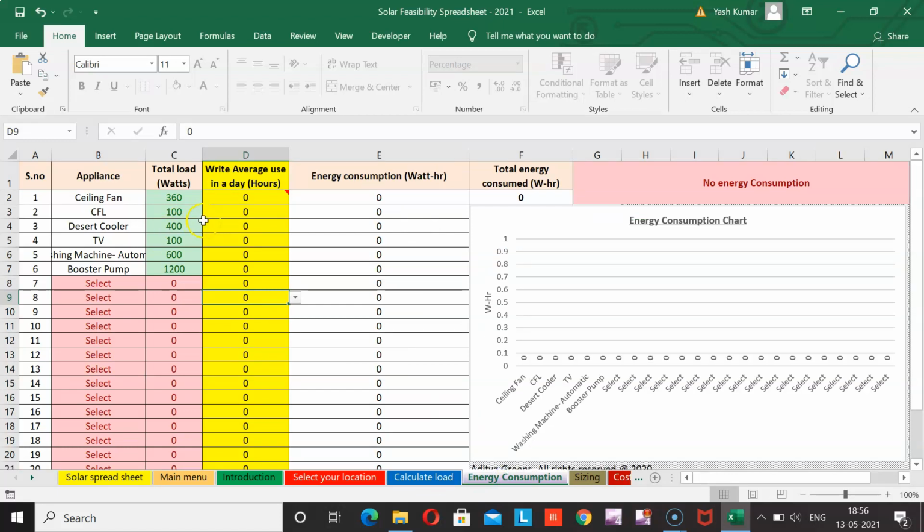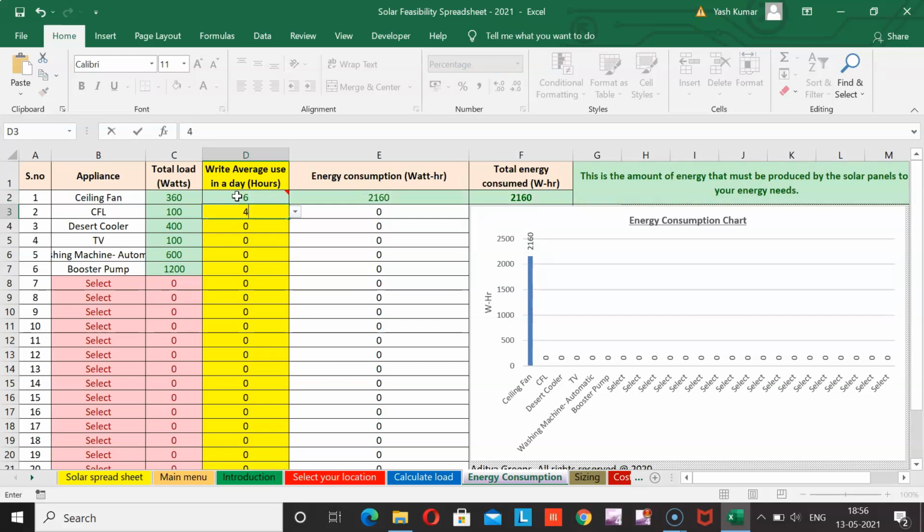Now coming to the energy consumption tab. In this tab, you will find the average use of each electrical appliance in a day. So for example, my ceiling fan runs on an average of 6 hours per day. Similarly, CFL for 4 hours, desert cooler 2 hours, television 4 hours, washing machine 2 hours, booster pump. So energy consumption of ceiling fans comes out to be 2160, when I multiply 360 watts by 6 hours.